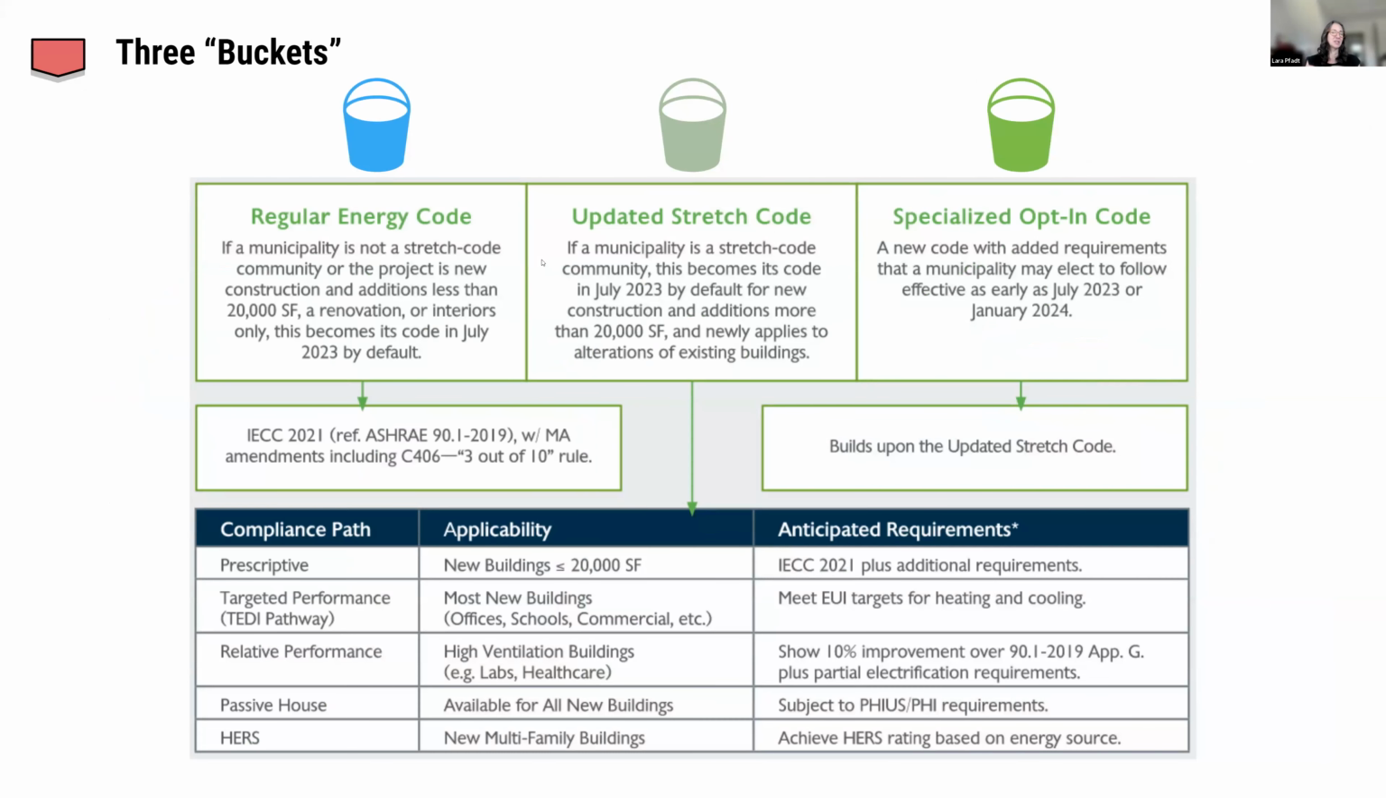I jumped ahead. So again, just another way of looking at that: the regular energy code, the updated stretch energy code, or the specialized code, and really where that takes you. Everyone learns a little bit differently. So how do we look at this? Which one of these codes do we go to? Where do we find that? The IECC 2021 versus the stretch energy code, and then talking through what the compliance pathways are for each, once you've fallen into each of those stretch energy codes.